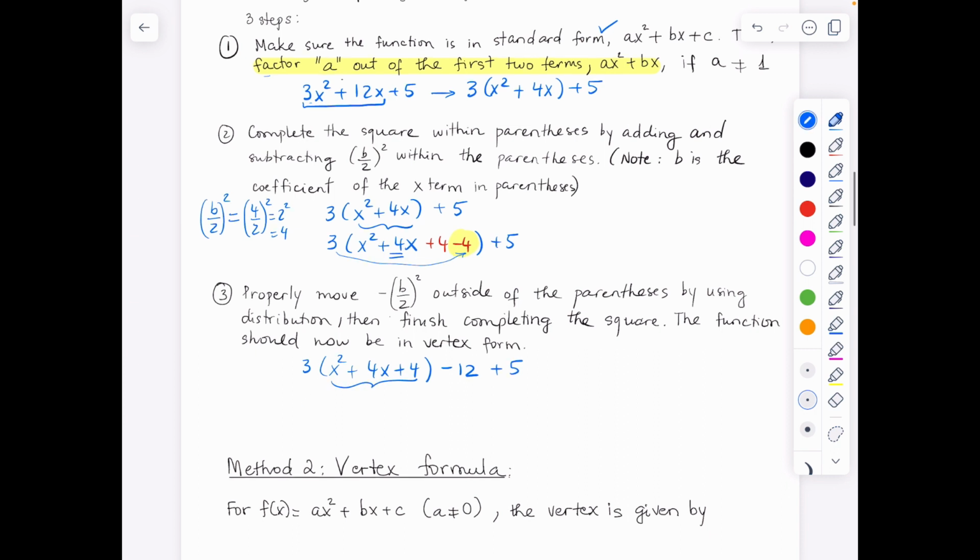Now this will become x plus 2 and then squared. And then we just combine these two terms. We have minus 7. And there we have the vertex form of the quadratic function.